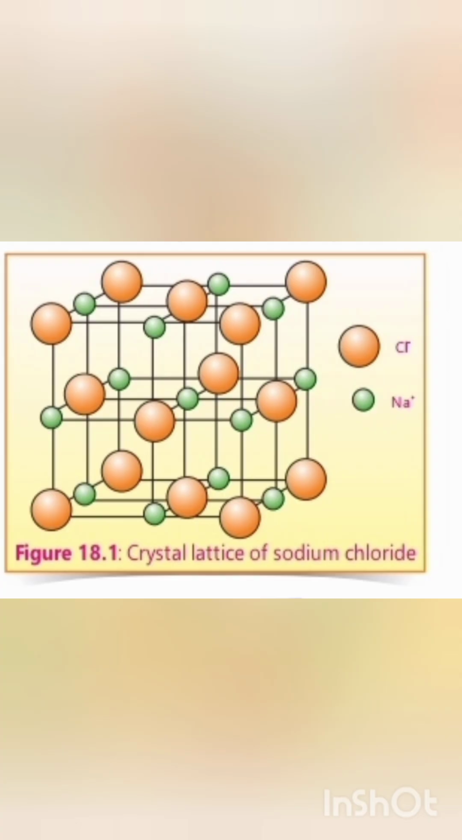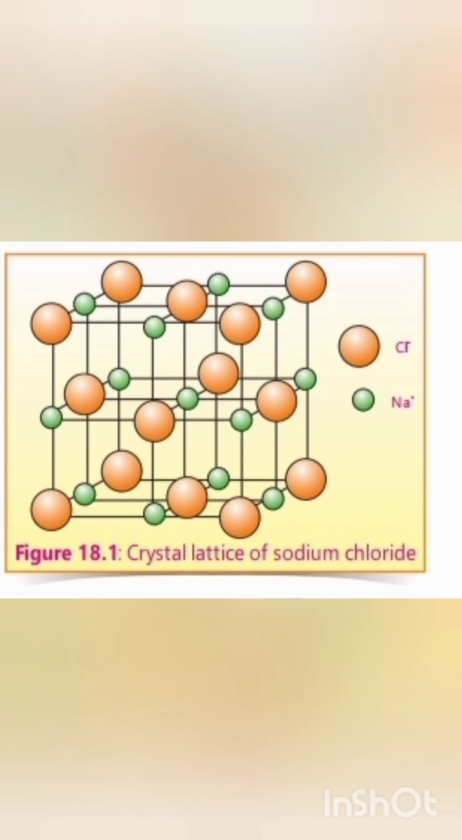To understand this concept clearly, let's see figure 18.1, crystal lattice of sodium chloride. Under ordinary conditions of temperature and pressure, ionic compounds exist as crystalline solids. Instead of forming isolated molecules, these ions arrange themselves in a highly regular, repeating three-dimensional pattern called a crystal lattice.